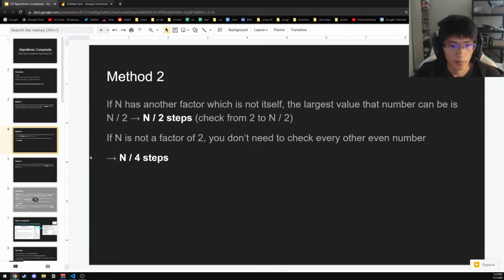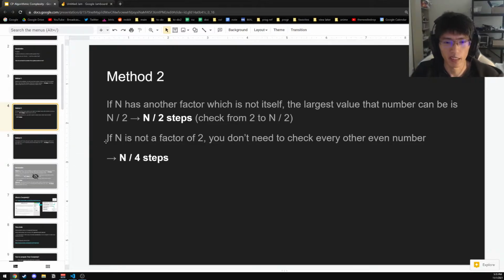But it's still pretty slow, right? So how can we make it a lot faster?